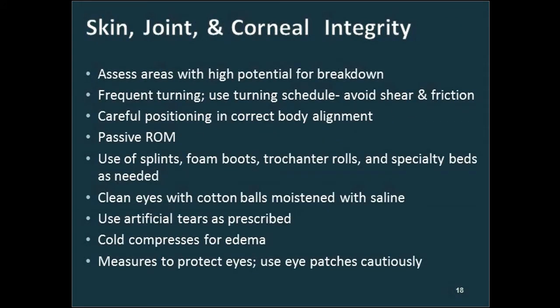Skin and joint issues: turning the patient, assessing for breakdown, watching bony prominences, avoid shear and friction, making sure that we're not dragging them across the sheet, across the bed, padding, body alignment, passive range of motion, splinting, using boots and trochanter rolls in the hands. Specialty beds are very applicable here.